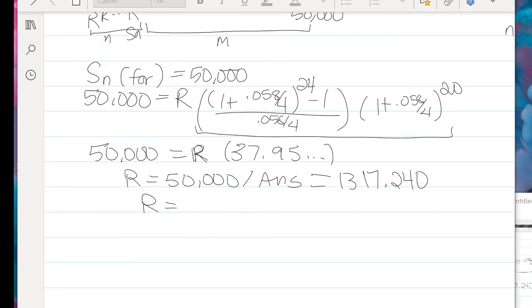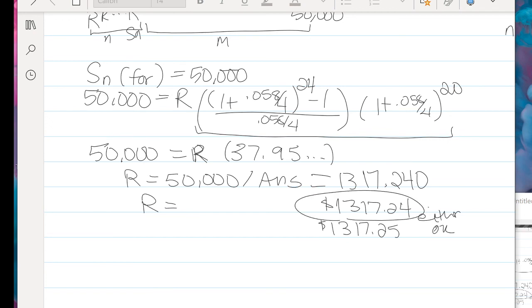So here, when we normally round up for payments, we do have a bit of a discrepancy because we have that 0. So 1317.24 would be okay, or 1317.25 would be okay. I would accept either. Either one would be fine. The work would end up working out just a little bit different because, again, normally we would round up, but because that one has the 0, it's a little bit more tricky.